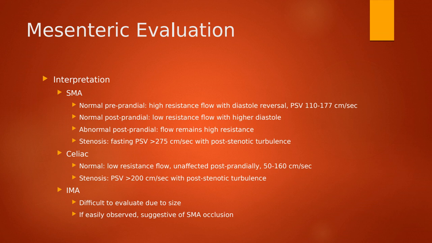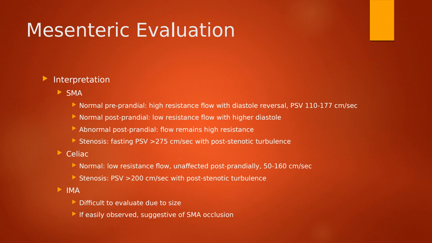And then after they eat, we want to see that SMA go to a low resistance waveform with a higher diastolic elevation. So we're going to see kind of like a normal arterial waveform with the preprandial state, and then we see it slow down and get a little bit weaker with that postprandial state. Abnormal postprandial state is if we were to see that waveform still remain high resistance. If we happen to have a stenosis in that SMA, the fasting peak systolic velocity is going to come in at greater than 275 centimeters per second, and at that point, we don't need to do the postprandial. We're not going to torture the patient with that.